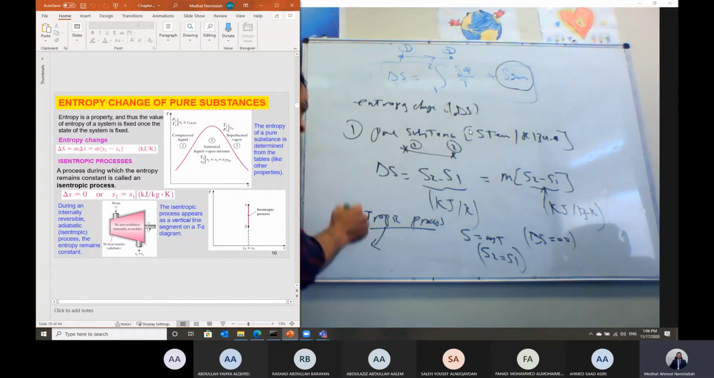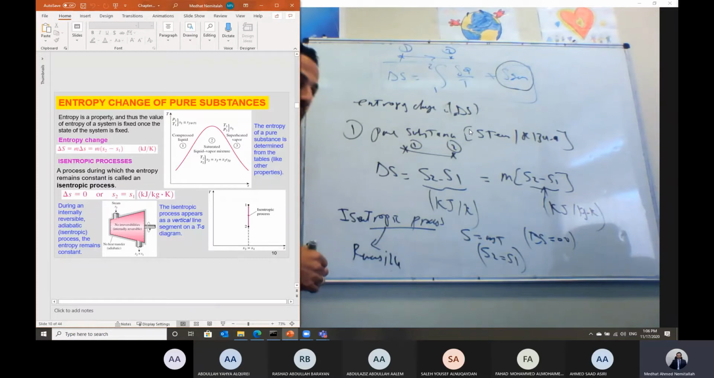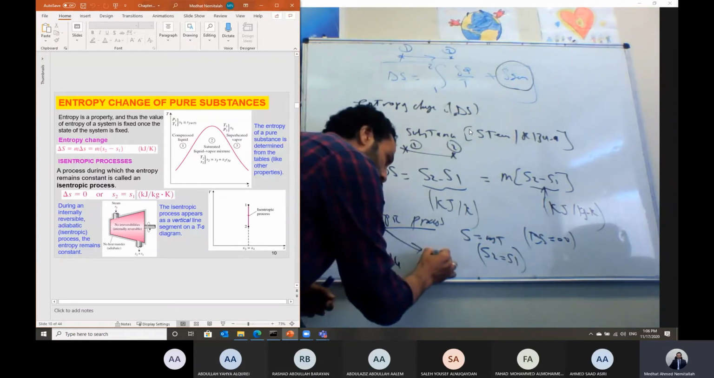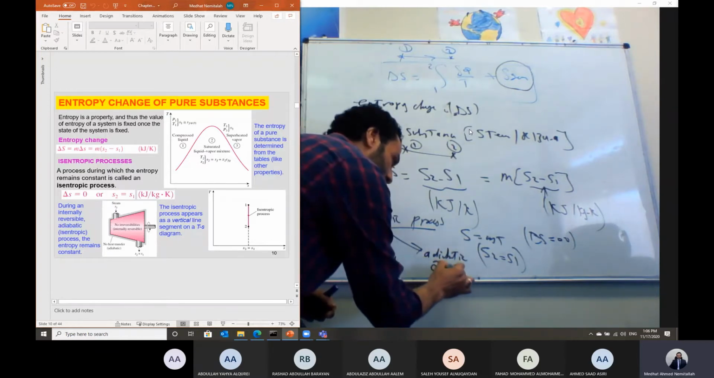In order to have the entropy constant, that means we don't have any kind of losses within the system. So this process is an isentropic process, a reversible process, and also we don't have heat transfer in this case. So the process is also an adiabatic process, or the heat transfer is equal to 0.